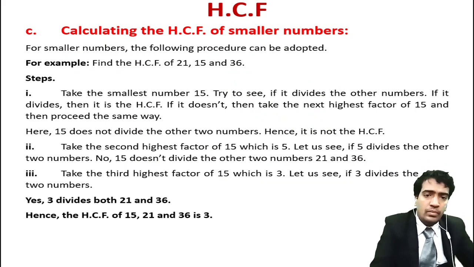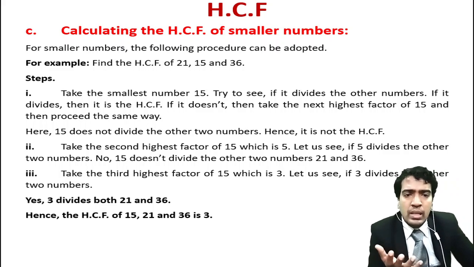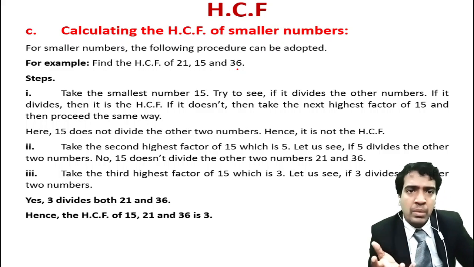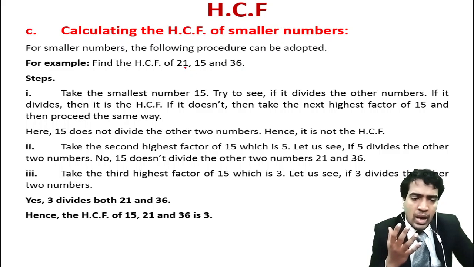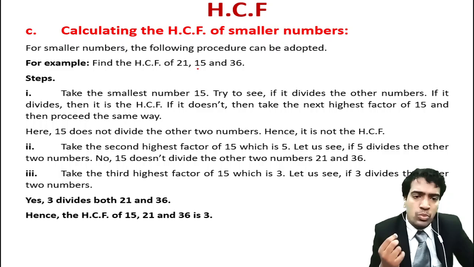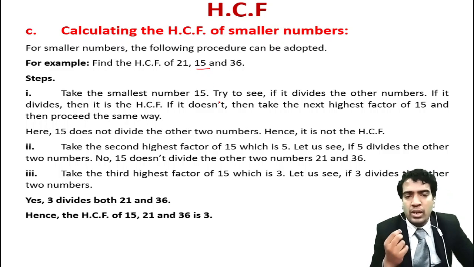Now how do you calculate the HCF of smaller numbers? If the given numbers are smaller, then there is a very simple route. Let us take the example of calculating the HCF of 21, 15 and 36. Now what is the HCF of these numbers? Let us start with the smallest number. What is the smallest number? 15 is the smallest number.